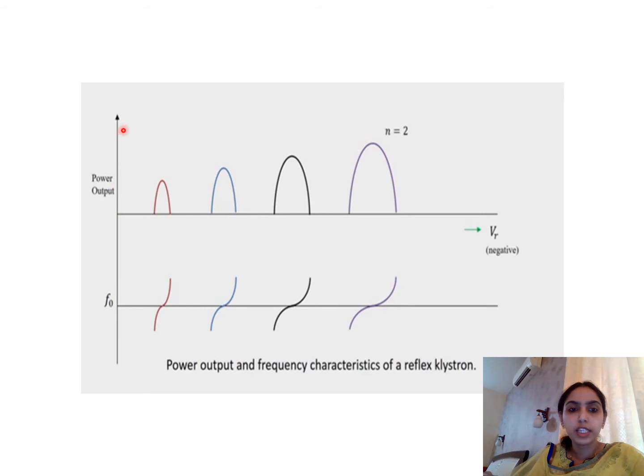So we have obtained the expression for the relation between the repeller voltage and the output AC power, and the relation between the repeller voltage and the frequency. This is a graph which can be plotted in any software, for example MATLAB, and the variation is as shown. So this is the power output and frequency characteristics of a reflex klystron.